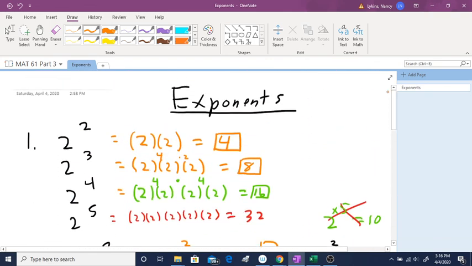So this right here is my introduction to exponents. And like I said before, I plan on having a 4-part series of exponents. My next video will focus on multiplying exponents.